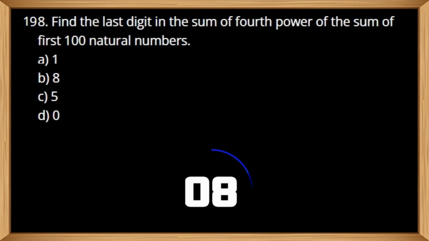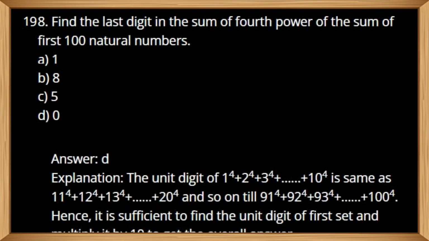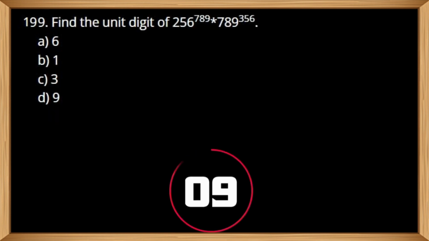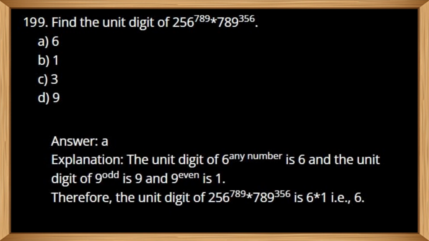Find the last digit in the sum of fourth power of the sum of first 100 natural numbers. Option D, 0. Find the unit digit of 256 power 789 times 789 power 356. Option A, 6.